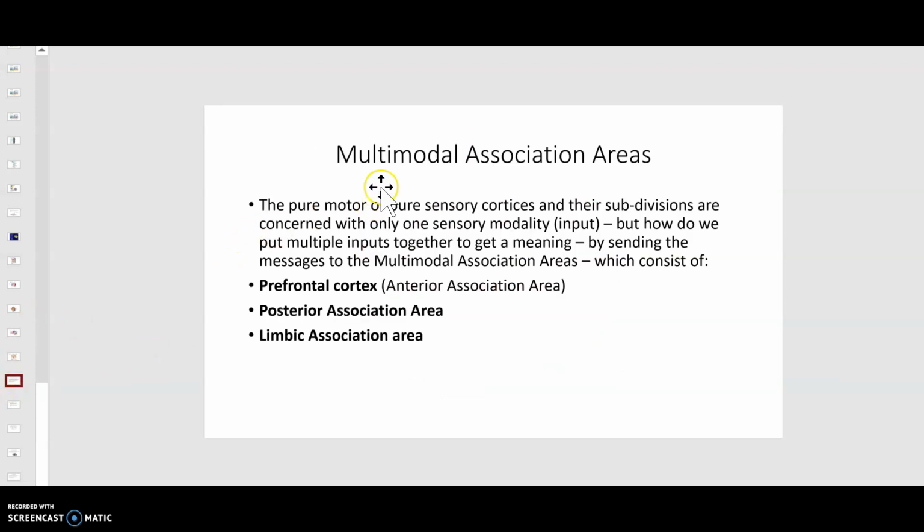Then we have what we call the multimodal association areas. The pure motor or pure sensory cortexes and their subdivisions are concerned only with one sensory modality. But how do we get multiple inputs together to get a meaning? By sending the message to the multimodal association area, which consists of the prefrontal cortex, anterior association area, posterior association, and limbic. The limbic system is your pain and pleasure system and also deals with memory.